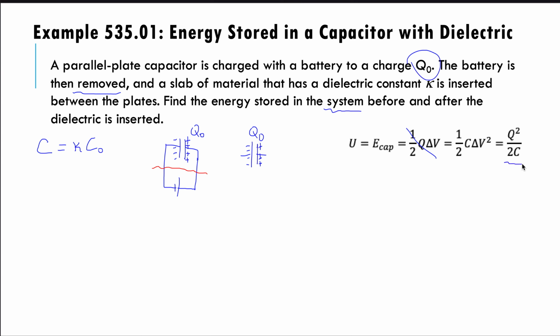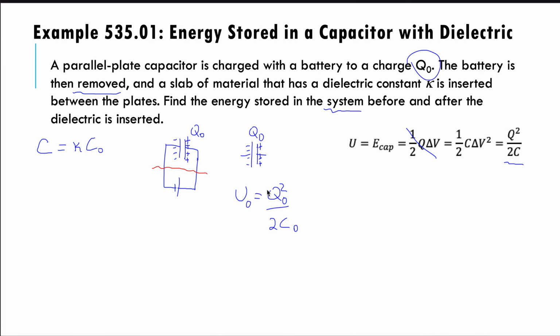That means we want to use this last equation to find energy. Energy is going to be Q squared over 2C, where we have the initial charge Q0 and the initial capacitance C0. So this is the initial energy. If you wanted to use the second equation, it would work, but it would be harder because you'd have to figure out how the voltage changes. If charge remains constant and capacitance changes, then voltage has to change as well. That's why it's easier to use an equation that has one variable constant and one variable changing.